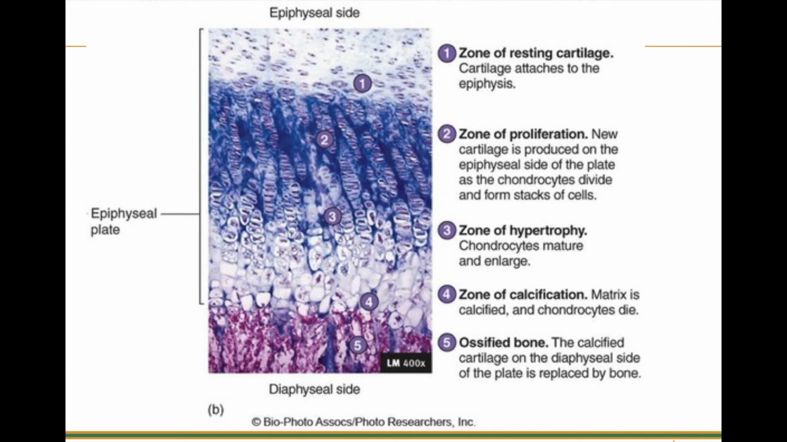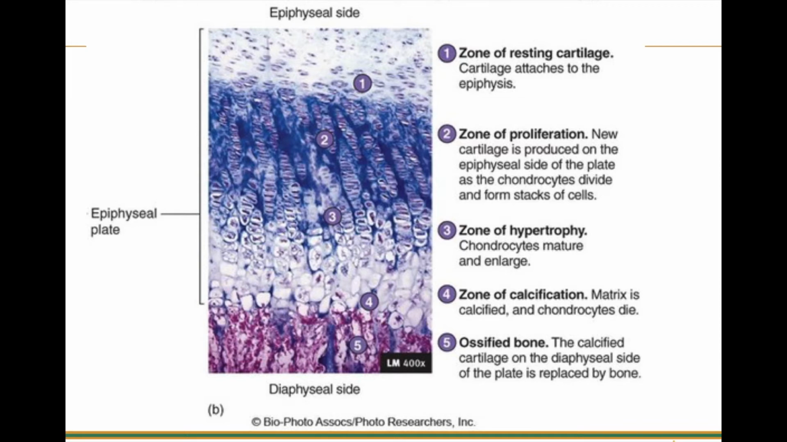Alright, next thing is how bones grow in length, or how growth hormone causes bones to grow in length. So if you look at the epiphyseal plate, or growth plate it's sometimes called, this is what it would look like. And there's different zones. Again, this is cartilage. You see the zone of proliferation there. That's where cells are dividing.